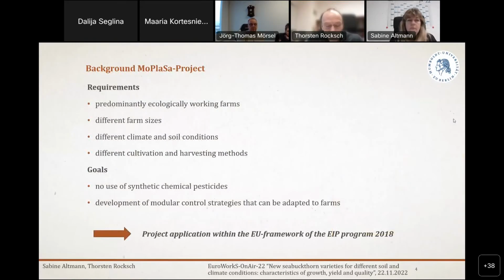Compared to other countries, there are some specific features of sea buckthorn cultivation in Germany. The sea buckthorn is mainly produced organically in Germany. There are very large, but also very small cultivation areas. Also, the climate and soil conditions, as well as the cultivation and harvesting methods, are different. That's why two main project goals were derived from this: first, the elimination of chemical pesticides, and second, the development of modular control strategies adapted to the needs of the growers.